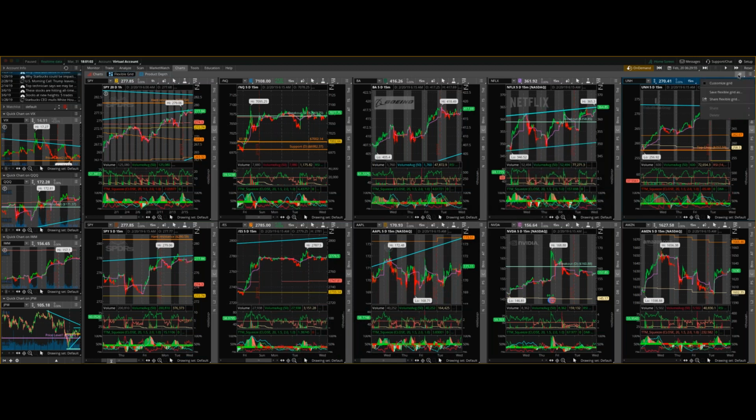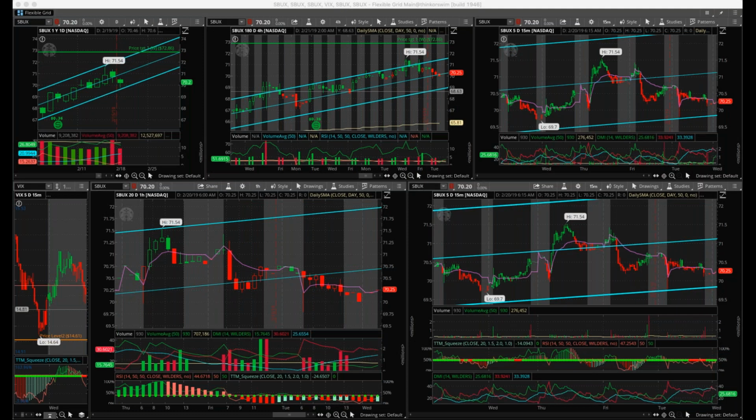You could add or remove with these little boxes here, and then you could also detach it. So if you go here and detach, which is what I did, it'll open up a separate window, and that's where we are now. So here's my separate window where I have my day trade set up.